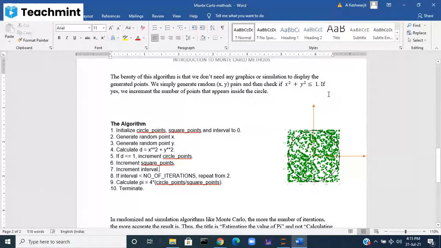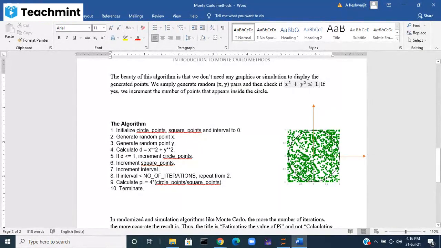So if I generate a random number and call it x, and then if I generate another random number and call it y, these are the x coordinate and y coordinate of our point. For that point we calculate x square plus y square, and if that value is less than or equal to 1, it means that point lies inside the circle. If the point does not satisfy this condition, that means the point lies outside the circle.